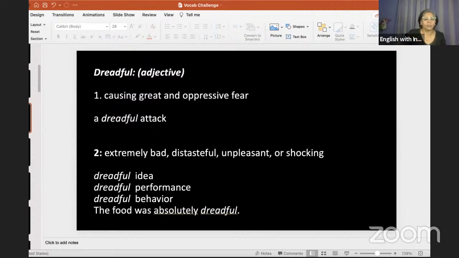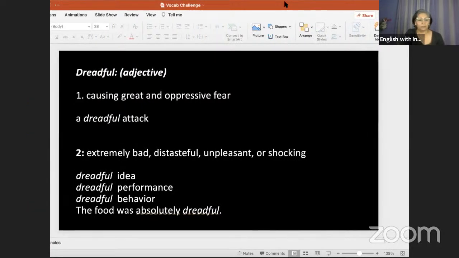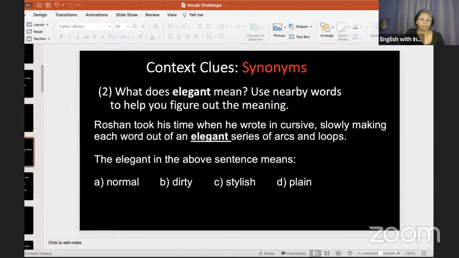Now, the other meanings are extremely bad, distasteful, unpleasant, or shocking. So dreadful idea, bad idea, dreadful performance, bad performance. Oh, in that movie, that particular actor, he gave a dreadful performance, right? Dreadful act or something like that. Dreadful behavior. And the food we already learned about in that particular example in our previous slide, right? Okay, so let's move on to the next one.